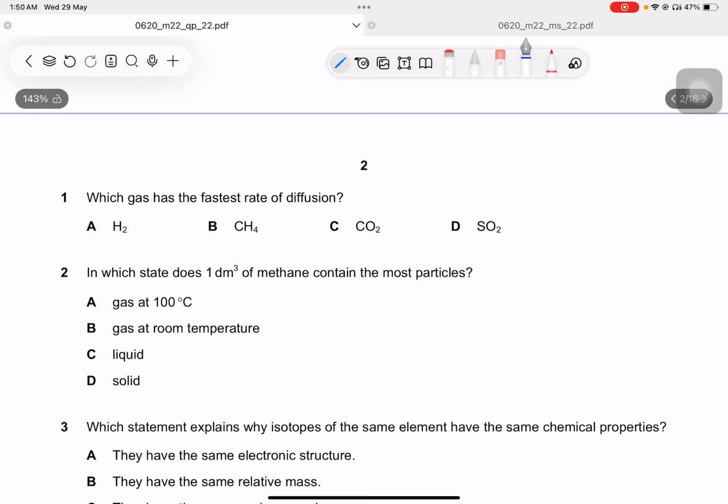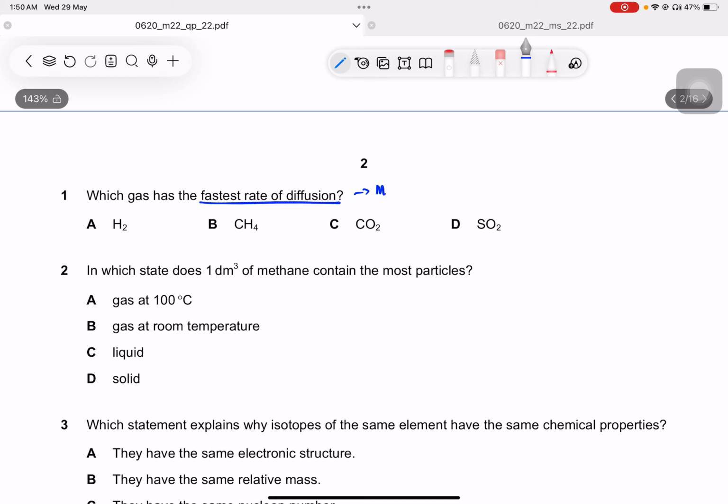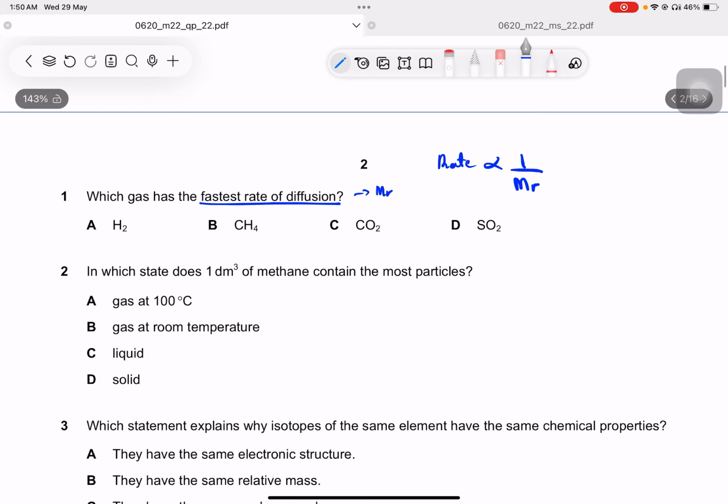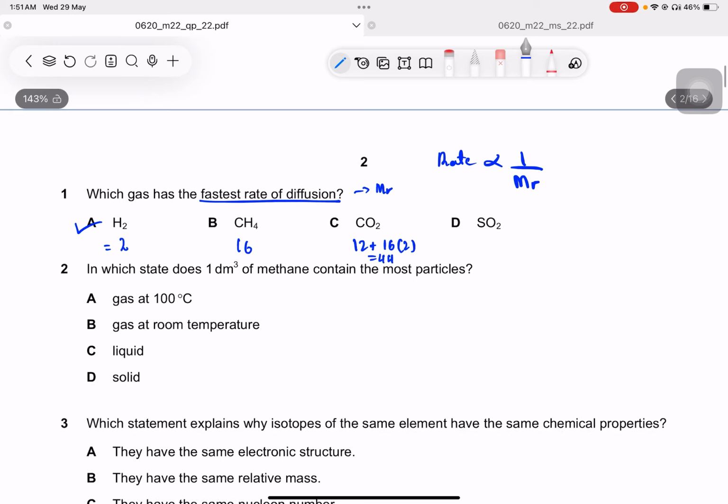Which gas has the fastest rate of diffusion? This is a recurring question. The rate of diffusion depends on the Mr. The rate of diffusion is inversely proportional to the Mr, meaning that the higher the Mr is, the lower the rate of diffusion. So we just have to calculate the Mrs. H2 will have a mass of 2, CH4 will have 16. We just add the individual masses, and over here 12 plus 16 times 2, so 44. It is pretty evident that the answer is A because hydrogen has the lowest Mr.